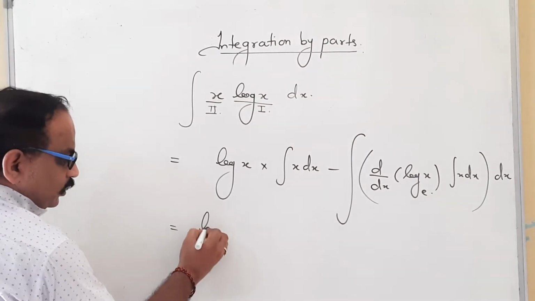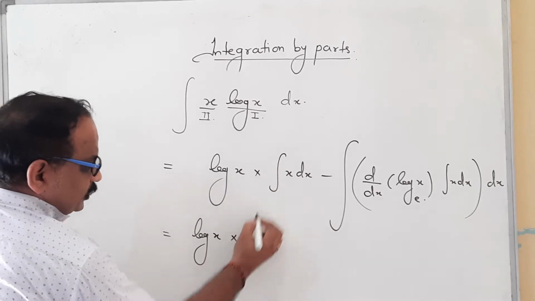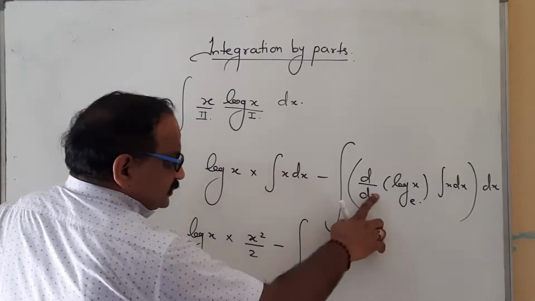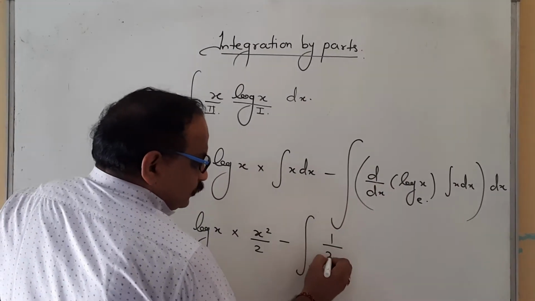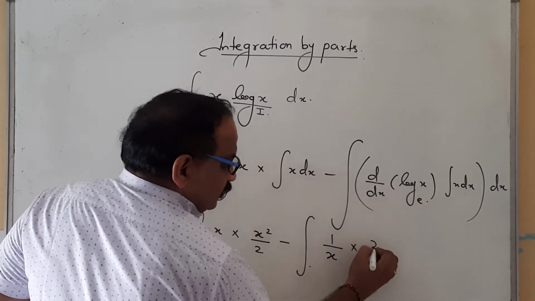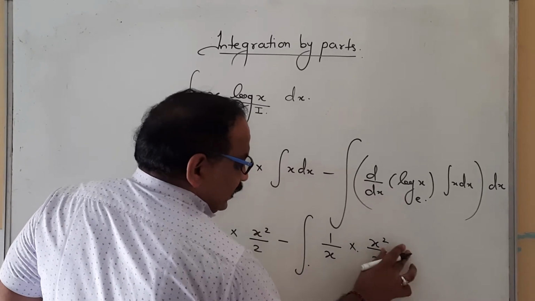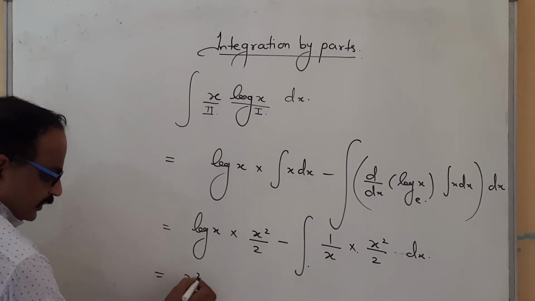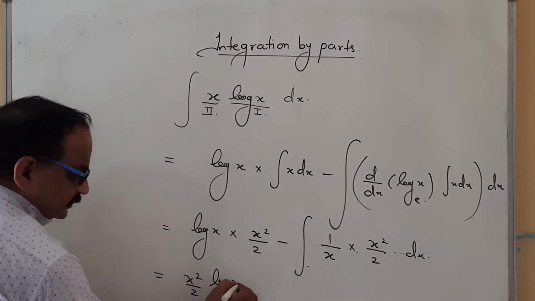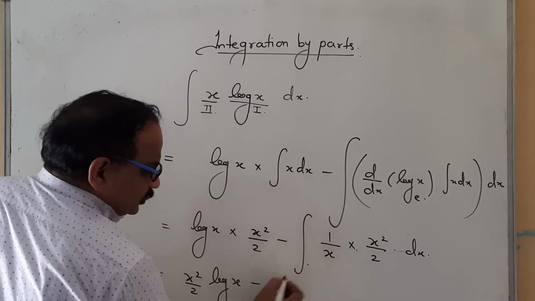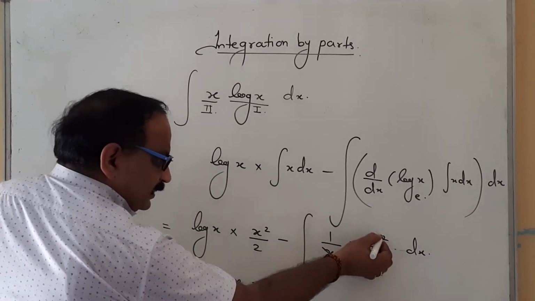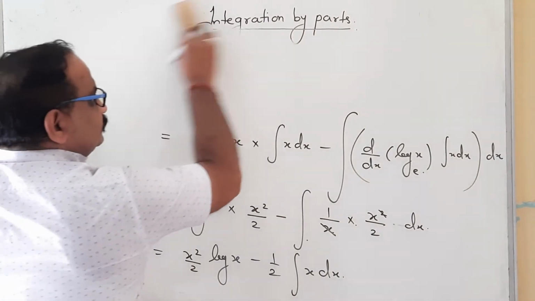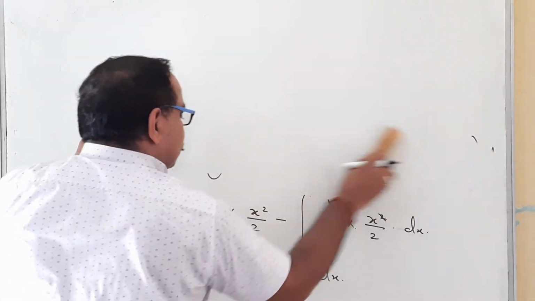Now further, this log x will continue as such. The integration of x is x square by 2, minus, again the integration sign, the differentiation of log x, that is 1 upon x. Fine. The integration of x is x square by 2, and this is dx. Now further, I should write that first: x square by 2 times log x, minus, inside the portion, 1 by 2 will be out and 1 x will be cancelled out, remaining x dx.